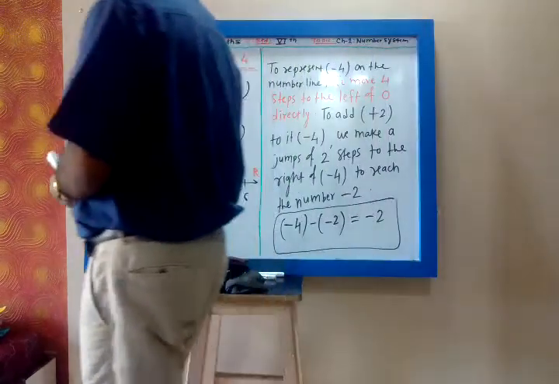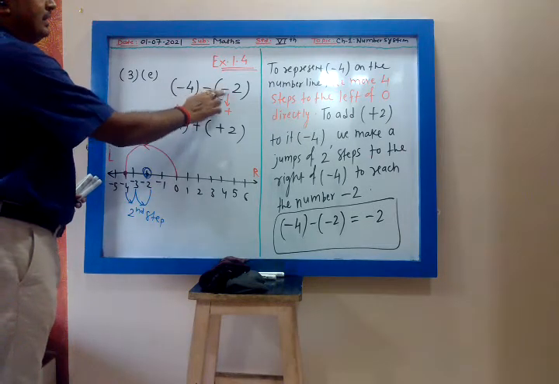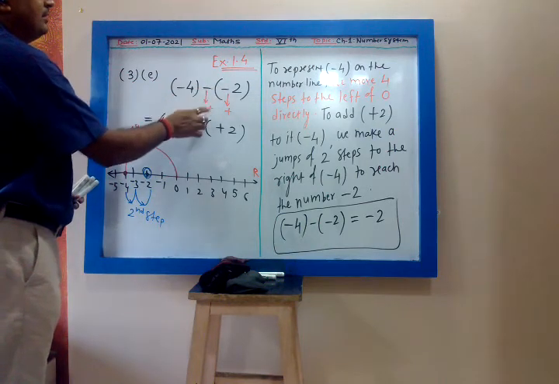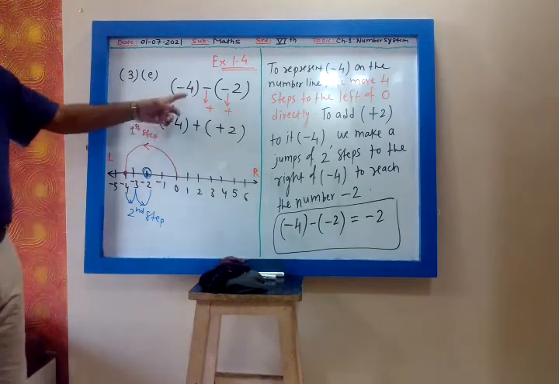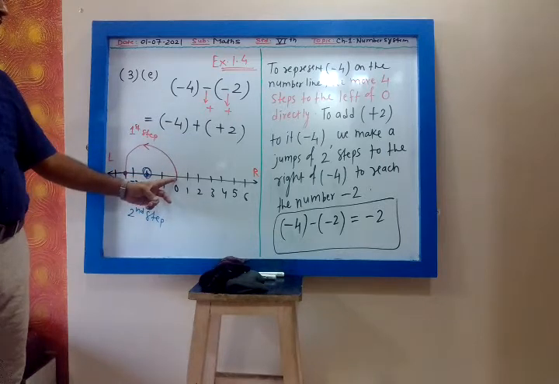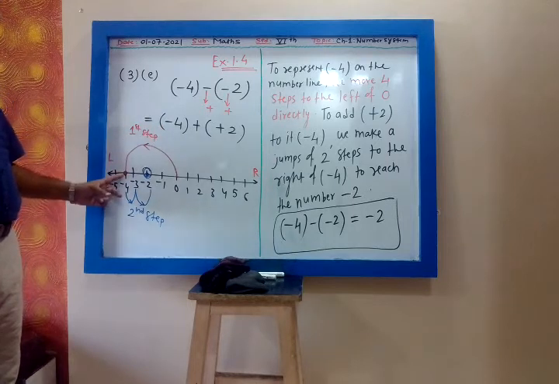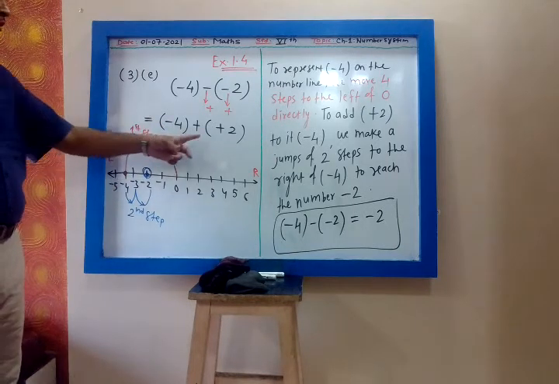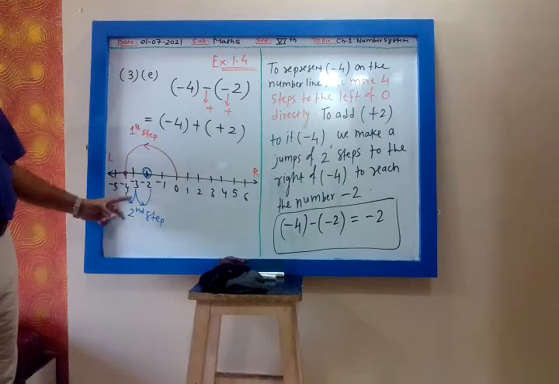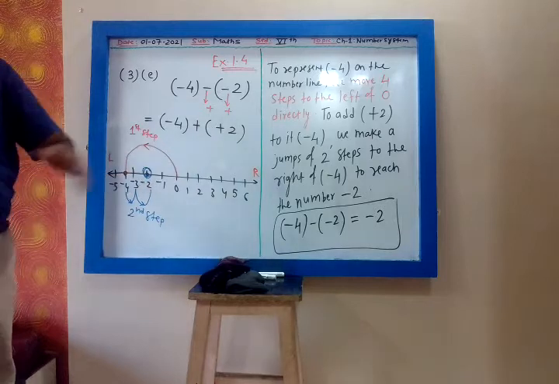Clear? So whenever you want to find the difference, whenever it is minus plus we interchange. But whenever it is minus minus we replace by plus plus. So this becomes the problem of addition. First, to represent minus 4, from 0 I will directly move 4 steps to the left of 0 because it is minus 4. After moving we have to jump. To add plus 2 means we have to jump to the right. So I will jump 2 steps to the right of minus 4. We reach minus 2. So the answer is minus 2.